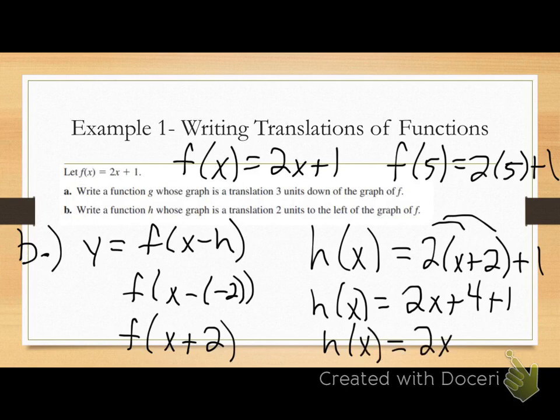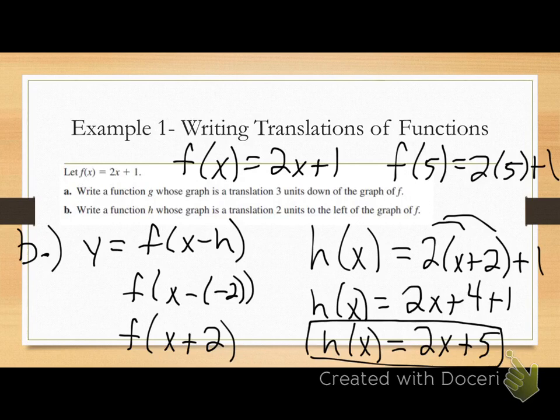What's 4 plus 1? 5. There would be my answer for letter B. I know it can be kind of confusing, but does everyone see that I have f of x plus 2? So I replace my x with x plus 2, just plugging that value in for x plus 2, and then I evaluate. Okay?